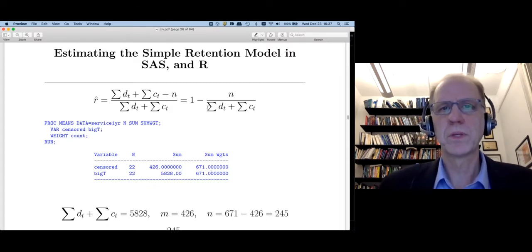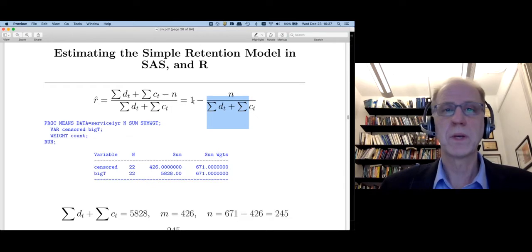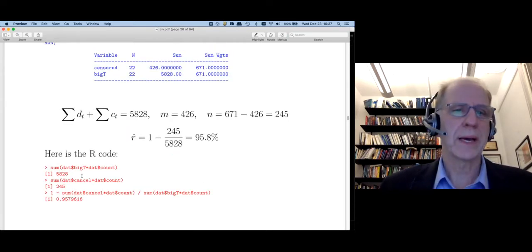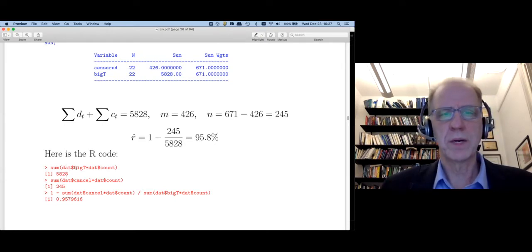So this was the formula that we had. Take the number of cancels, divide by the number of flips, subtract that from 1, and you have the retention rate. So here's my R code to do that. If I take the sum of my t-values times the counts, we end up with the number of flips. Here's the number of cancels. 1 minus that gives us the retention rate.